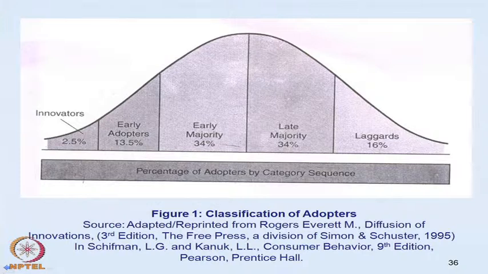They also rely on group norms, and they turn out to be good opinion leaders and could be easy targets for a marketer. So this is what we mean by an early adopter.